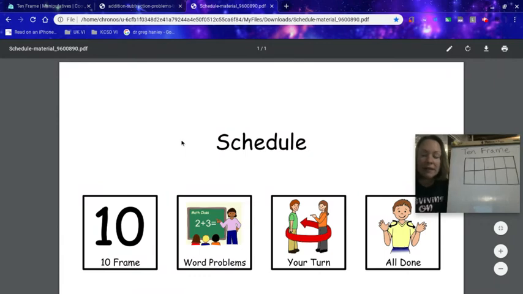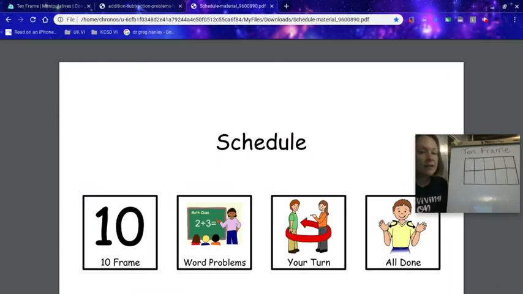Let's talk about what is a 10 frame. All right, why is it called a 10 frame? It's called a 10 frame because there are 10 spaces in the frame. All right, and if we were to fill all of the spaces in, we would have 10. So for example, I'm going to put an X in each of these boxes. I'm going to fill in my 10 frame. I don't have to count each box because I know there are 10. So when I look at this 10 frame, I can say I have 10.